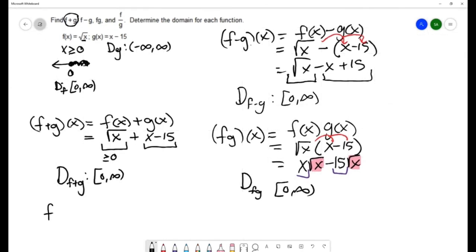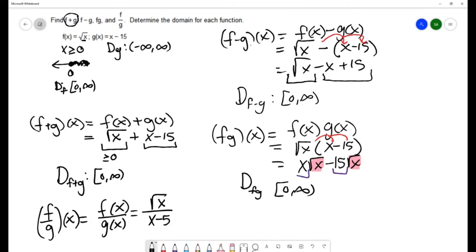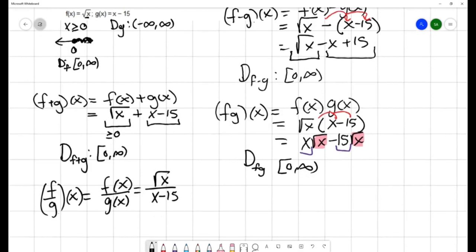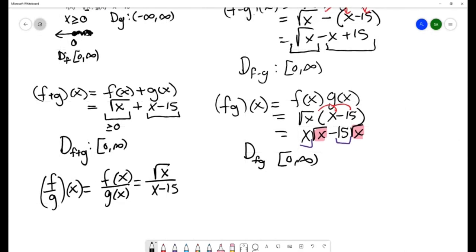That's f over g of x. We're going to construct that by doing f of x divided by g of x. And f of x is square root x, and g of x is x minus 15. There's not really much we can do to simplify this expression, so we're going to leave it. But we do want to consider the domain.